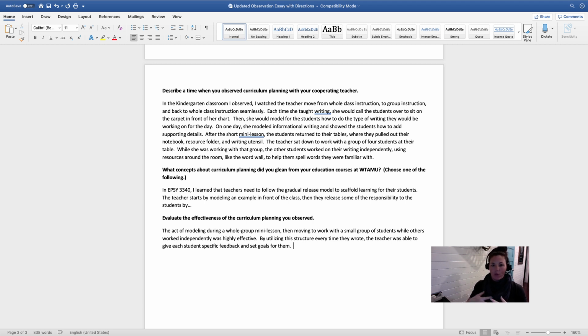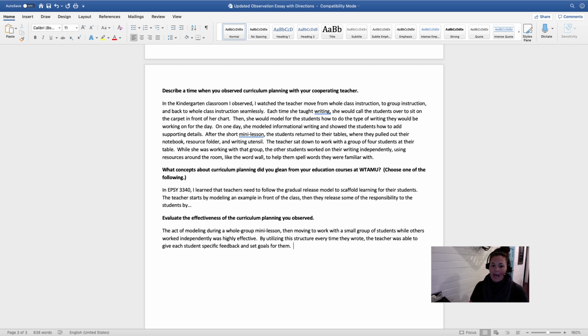Now, how you merge those together is up to you. The first section in the sample, you'll see that I split them up. I did what I learned at WT, and then I did what I observed, and then I did the effectiveness. But if you look at the other 2 body paragraphs, you'll see that I merged all 3 of those together. So it's totally up to you how you mush that together, or if you want to keep those in separate parts. The point is just make sure all of those are in that section.